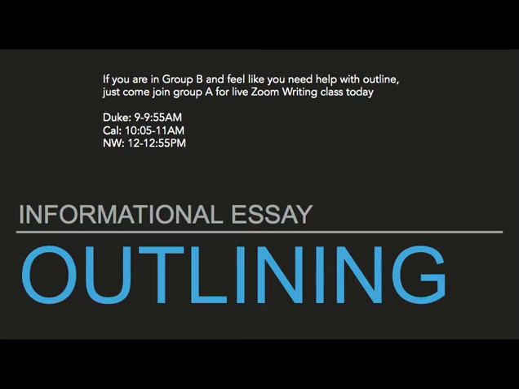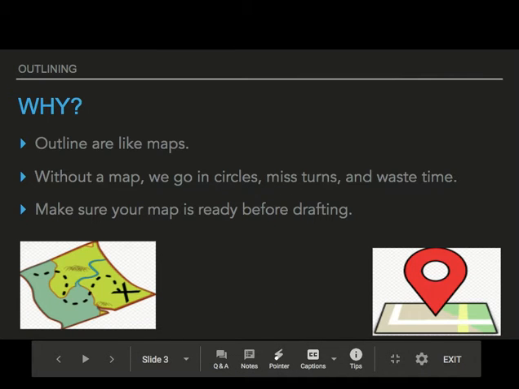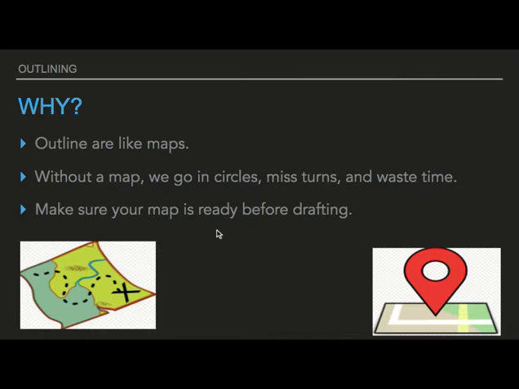We are going to start off the week by reviewing outlining. And by the way, if you are in Group B, feel free to join live Zoom class during your regular writing class time if you want help with outlining. Outlines are like maps. They give us direction. We create outlines for writing so we know where to end up for our drafts.